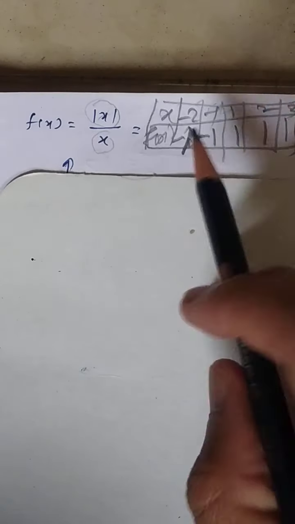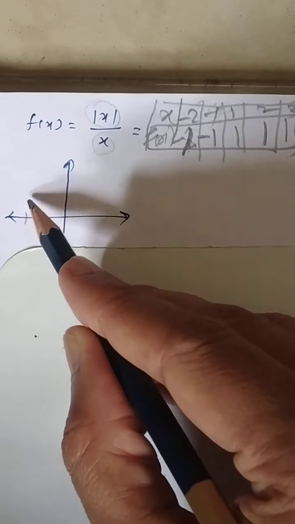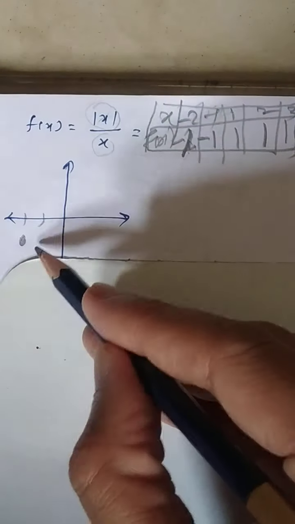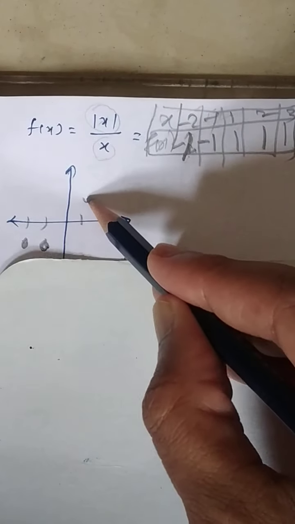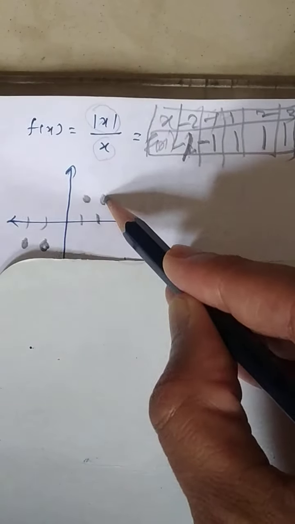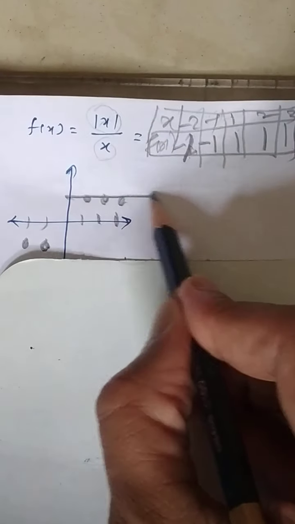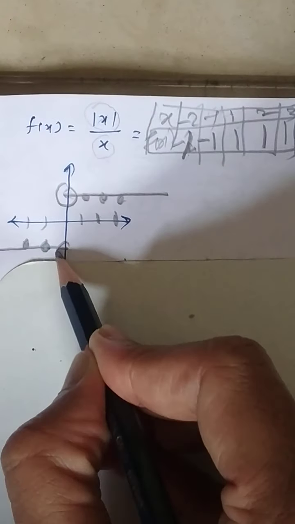I am plotting these points. Minus 2 is minus 1, so minus 2 will be somewhere over here, at minus 1. Minus 1 is also minus 1. For 1 it is 1, for 2 it is 1, for 3 it is 1. So whenever you are moving along this axis, you will be getting the same answer, and over here you will be getting the same answer.